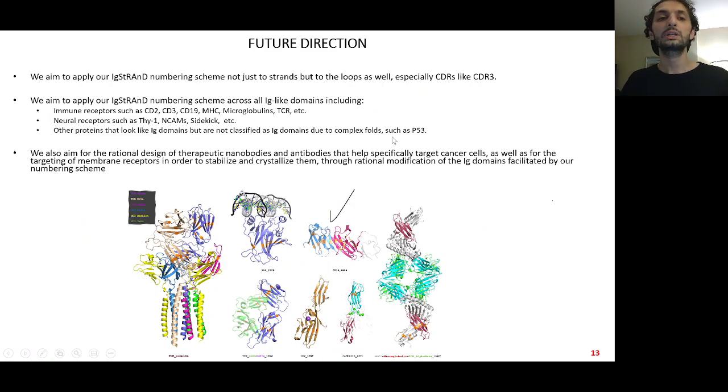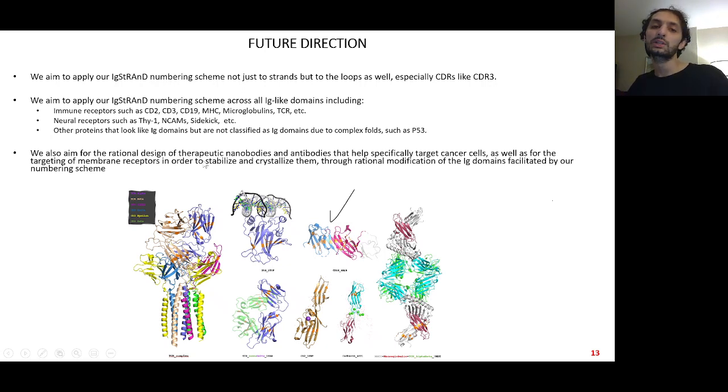For the future direction, we aim to apply our number scheme not just to the strands but also to the loops like CDR3. We also aim to apply our number scheme to the other Ig-like domains, which are more complicated cases like CD2, CD3, CD19, major histocompatibility complex, microglobulins and TCR, but also neural receptors like Ty1, NCAM, and Sidekick, and other proteins that do look like Ig domains but have not yet been classified as Ig domains due to the complex folds, like p53.